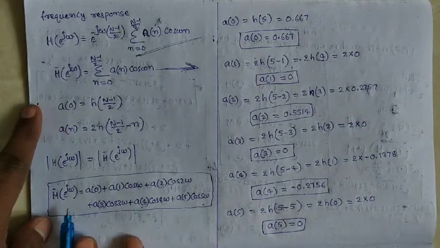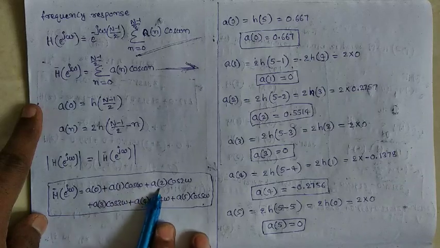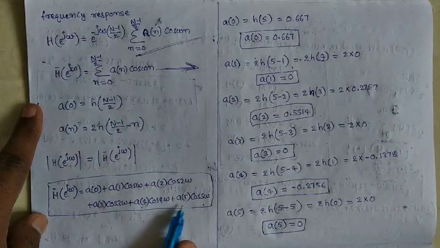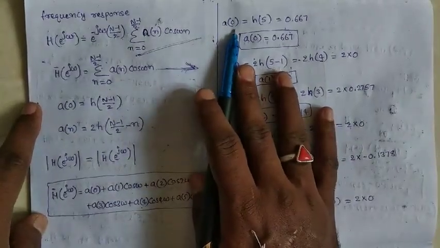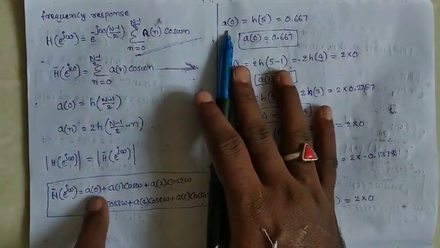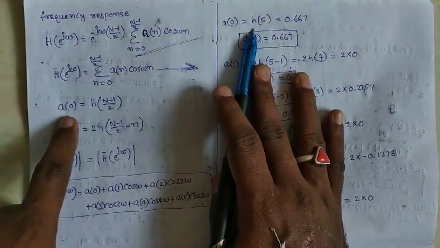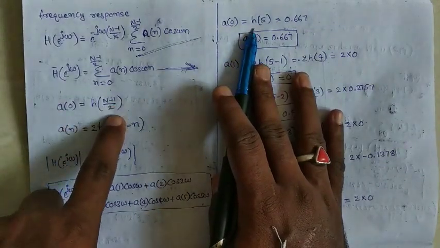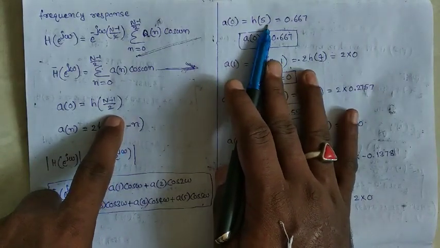Here to obtain this value, first we are calculating what? a(0), a(1), a(2), a(3), a(4), a(5) values. Here first we are determining the a(0) value, means n is equal to 0. How to calculate a(0)? h((N minus 1)/2). (N minus 1)/2 value is what? 5. h(5).